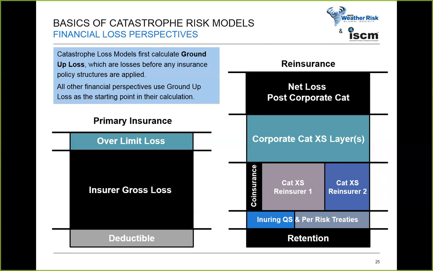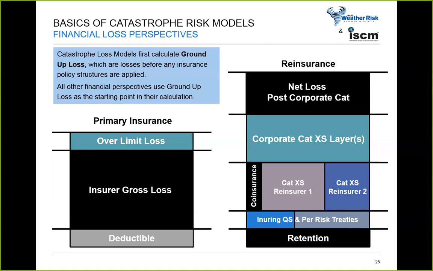However, once you start applying financial perspectives, you get different views. If we take out the deductible and any losses over the limit of the insurance policy, we get the insurer gross loss. And the sum of all insurer gross losses to all locations from a given event then get fed into whatever reinsurance structure they have. They might have some retention here below. Everything in black here is kept by this hypothetical insurer.